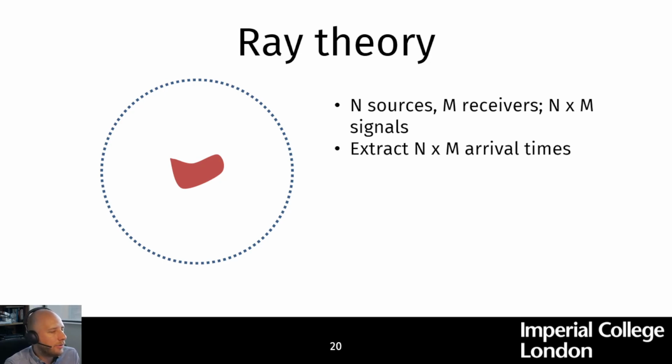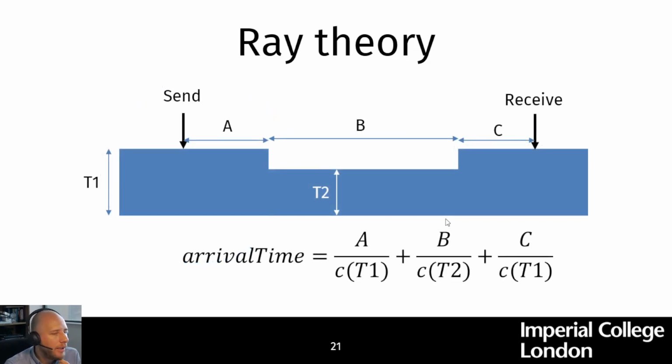And from each of these signals, you can pull out an arrival time. So you can analyze the signal, see when you get the first arrival within that signal, and that will give you an arrival time. You can store that in a matrix which will have n by m size. You then want to somehow invert that, and from each of these signals, try and get some kind of model to fit that. And we use ray theory often to do this.